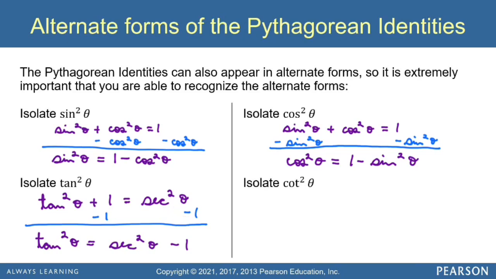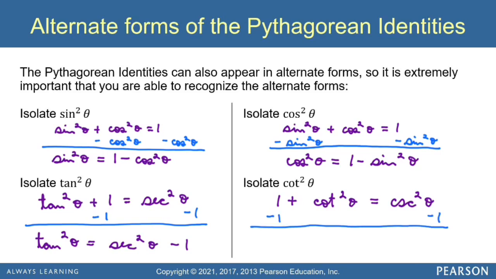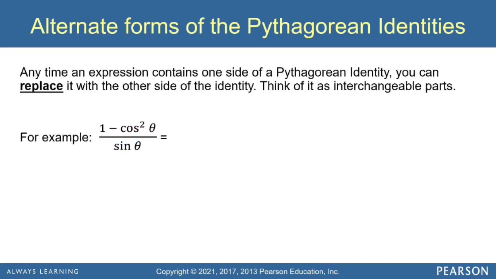And finally, let's take our third Pythagorean identity that involves cotangent squared of theta, and let's isolate the cotangent squared term. So we start with 1 plus cotangent squared theta equals cosecant squared theta. If we want to isolate the cotangent squared term, we'll have to subtract 1 from both sides. That would leave us cotangent squared theta on the left equal to cosecant squared theta minus 1 on the right. Now you might be wondering why those alternate forms are so important.